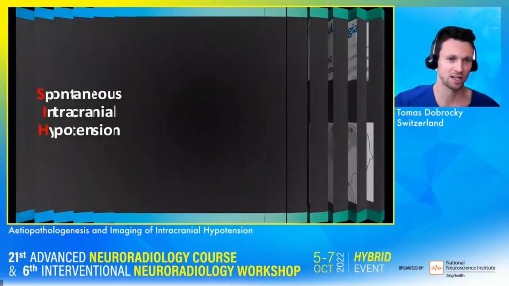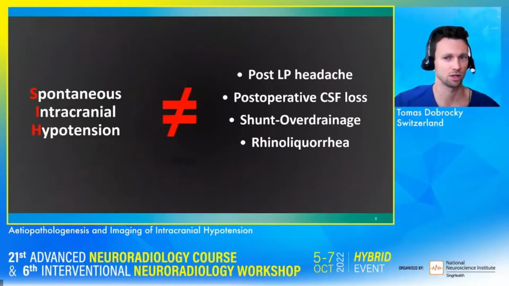Very important, spontaneous intracranial hypotension is not post-lumbar puncture headache, it's not post-surgery, it's not in patients who have a drain. These are different entities and need to be considered separately. So SIH occurs spontaneously, not after any kind of procedures.